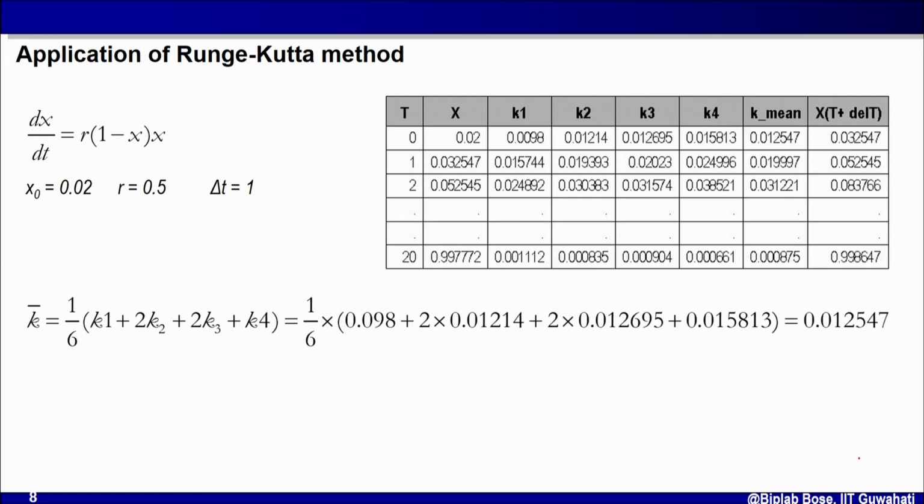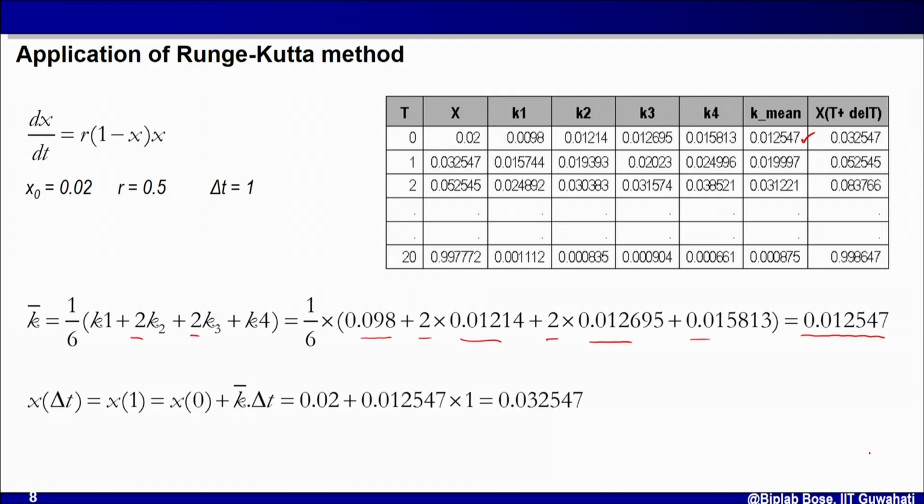So now I take a weighted average. Remember, we are giving different weightage to different slopes. For k2 and k3, the weightage is 2 each. For the rest, k1 and k4, the weightage is 1. So the total weightage is 6. So we have to sum k1 plus 2k2 plus 2k3 plus k4, divided by 6. We have already calculated the values of k1, k2, k3 and k4. You put those numerical values here. Don't forget to multiply by 2 for k2 and k3, and you get a mean value of slope as 0.012547. So I write it down in this table.